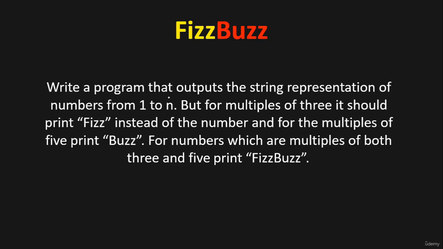In this video we're going to solve a classical coding interview question, FizzBuzz. Write a program that outputs the string representation of numbers from 1 to n, but for multiples of 3 it should print fizz instead of the number, and for the multiples of 5 print buzz. For numbers which are multiples of both 3 and 5 print FizzBuzz.